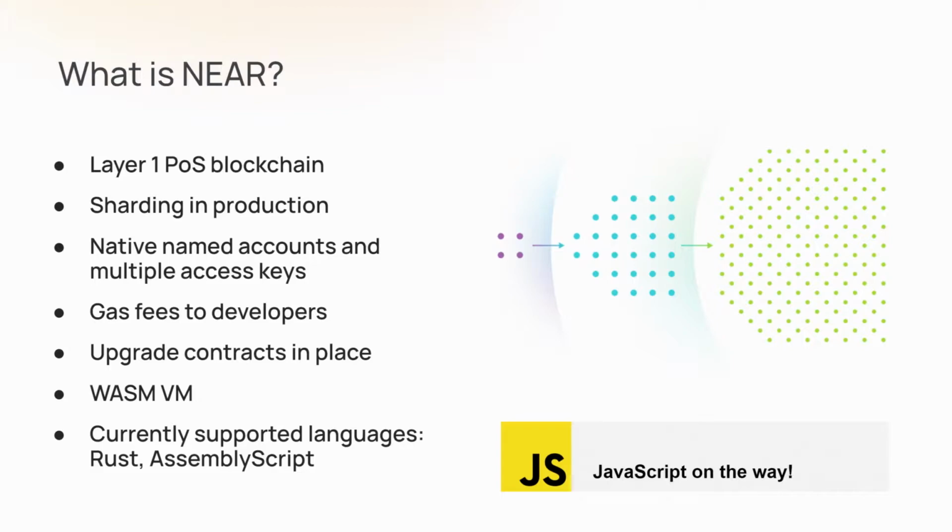Access keys allow you to control access to your contracts in a more granular way than simply allowing everyone to call everything, but also not requiring you to modify the contract, which is very interesting. Gas fees: a portion of the network fees actually go to developers. So the contract that's responsible for processing a transaction actually receives a portion of the network fees involved in that transaction. You can upgrade contracts in place, actually. As long as the state serialization doesn't change, you can do an in-place upgrade of a contract. And I'll actually demonstrate that here today in a little bit.